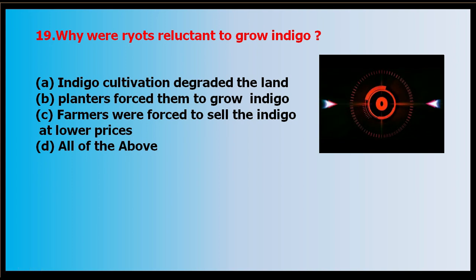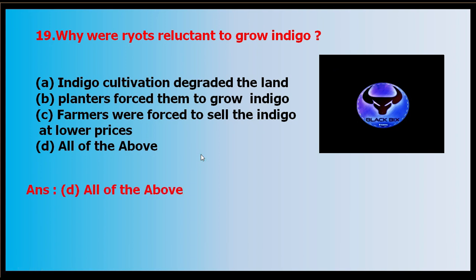Okay, so your time is over. Let's see what is the correct answer. All of the above, these all were the reasons. This is why they did not want to grow that, because it degraded the land due to the complex root system of the plant, as well as planters forced them, they beat them, some of them also punished them, and farmers were forced to sell the indigo because there was an agreement between the farmers and the planters, and they were forced to sell the indigo at the lower prices. So this is why they did not want to grow the indigo in their farms.